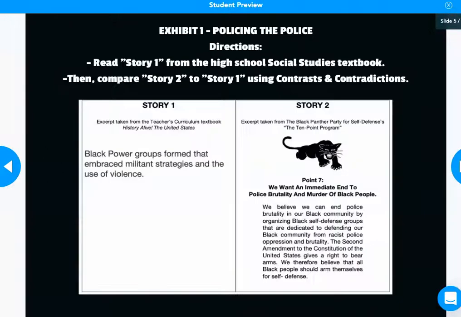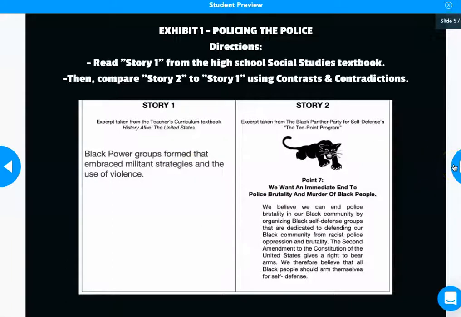Here is a look at the first activity slide, and that's Exhibit 1, Policing the Police. The directions state you're going to read Story 1, which comes from a high school textbook, and then you're going to read Story 2, which is a primary source, meaning it comes from the Black Panther Party, and you're going to then compare and contrast these two. What are the contrasts and contradictions that you see happening between these two stories?